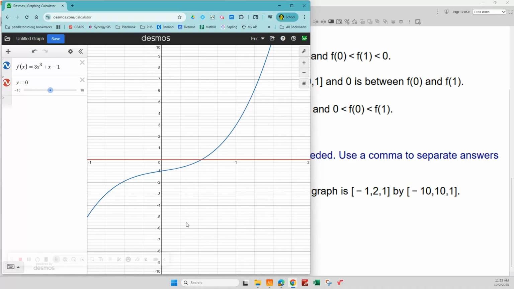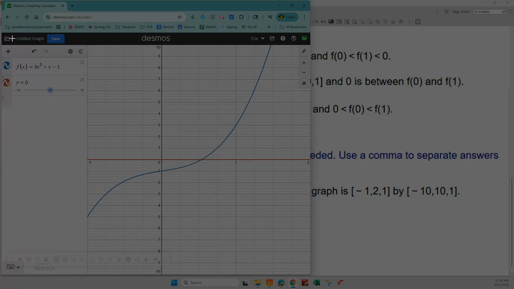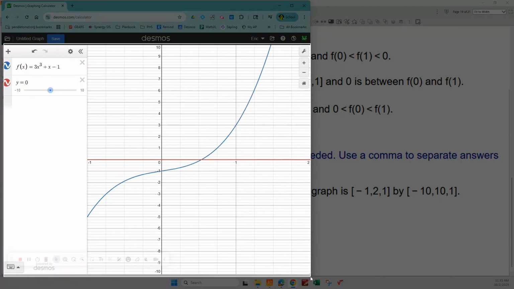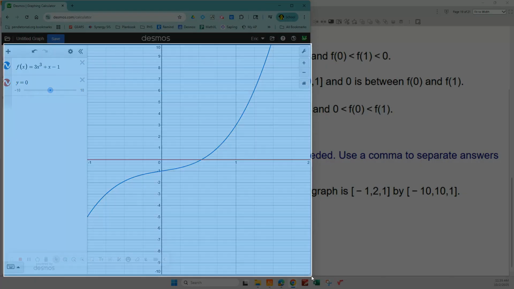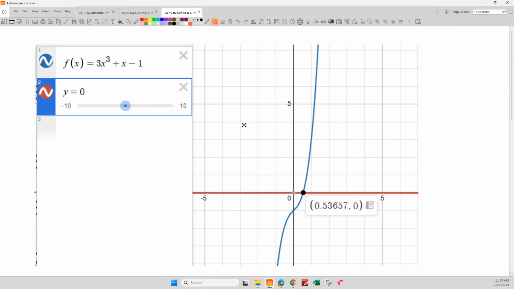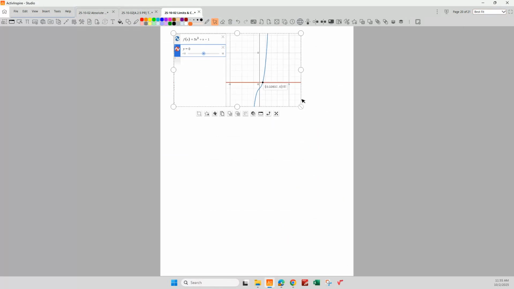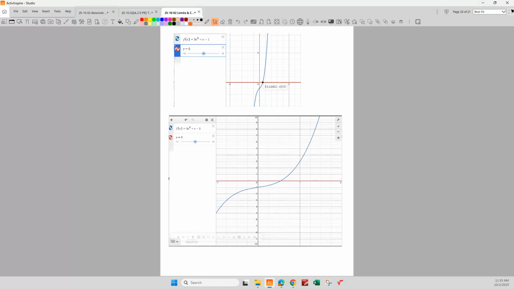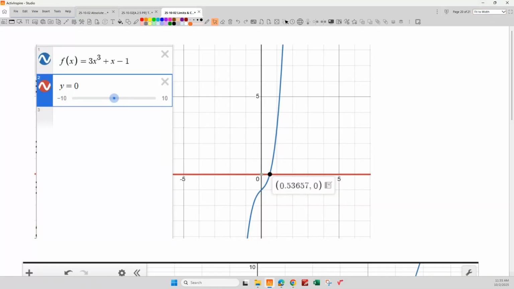All right. Okay, I'm going to take a picture of that. And there it is for our notes. Okay.